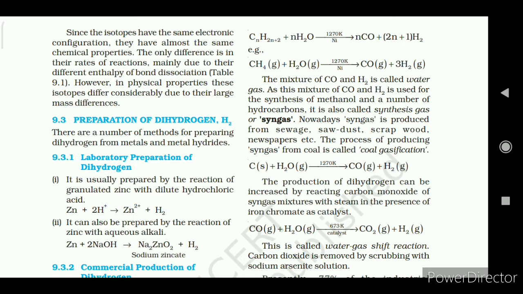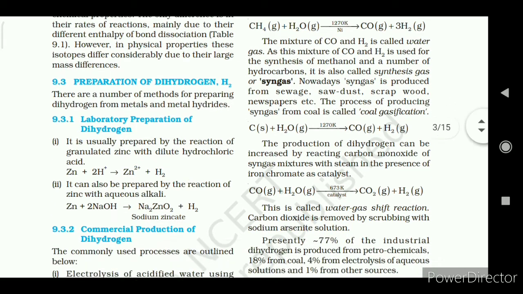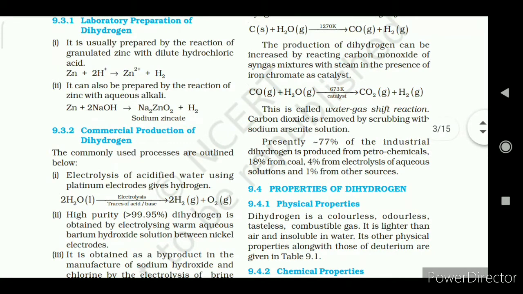Nowadays, syngas is produced from sewage, sawdust, scrap wood, newspapers, etc. The process of producing syngas from coal is called coal gasification. Carbon plus water at 1270 Kelvin gives carbon monoxide plus hydrogen. The production of dihydrogen can be increased by reacting carbon monoxide of syngas mixtures with steam in the presence of iron chromate as catalyst. Now, carbon monoxide plus water at 670 Kelvin and catalyst gives carbon dioxide plus hydrogen. This is called water gas shift reaction.